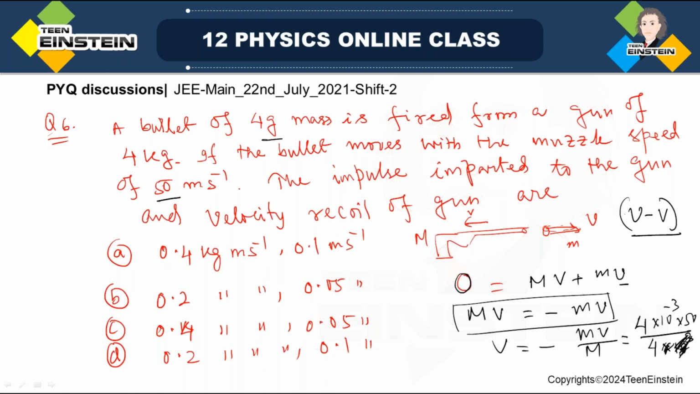We have to check the options. Yes, option B will be the correct answer for this question. So 0.2 kg meter per second is the impulse, and 0.05 meter per second is the recoil velocity. This is how conservation of momentum gives you the answer for the recoil velocity as well as the impulse imparted by the bullet to the gun.